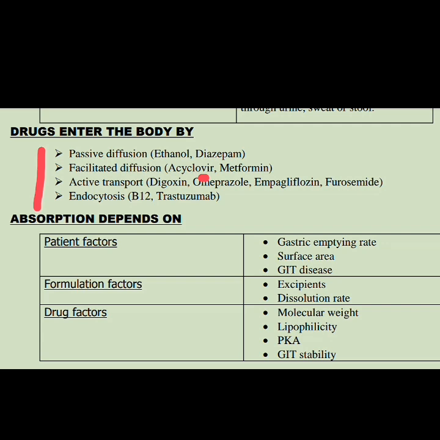It's so big that it's usually taken in by endocytosis. The cell just has to kind of form this indent on the membrane, and then engulf the B12 and take it in like that. We call that process endocytosis. And then we have trastuzumab. Trastuzumab is an example of a monoclonal antibody. This one you use in cancer. I'll tell you about it in the future in more detail.